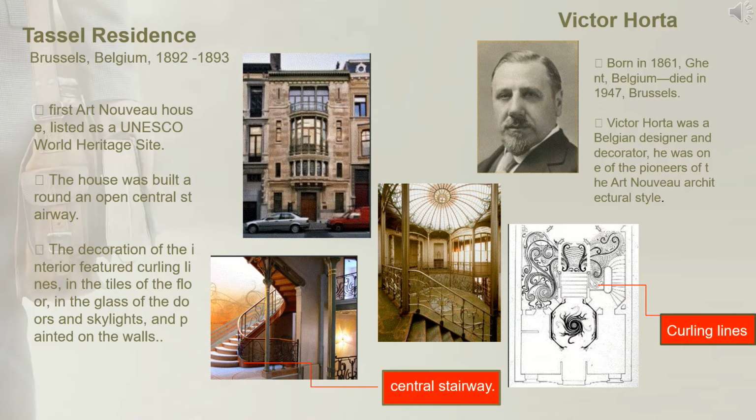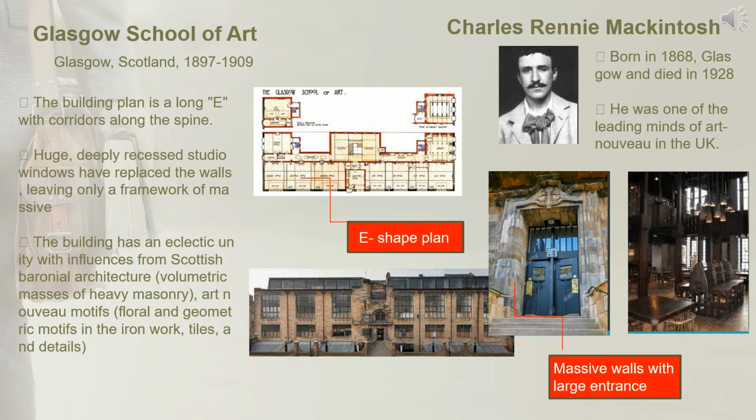Castle Residence, in Belgium, 1892 to 1893, by Victor Horta. It's the first Art Nouveau house listed as a UNESCO World Heritage Site. The house was built around an open central stairway. The interior decorations use curling lines, iron and glass, and the central stairway, using modern materials in facades.